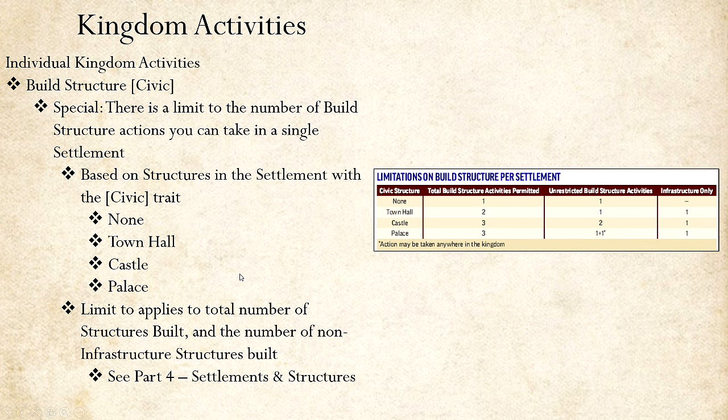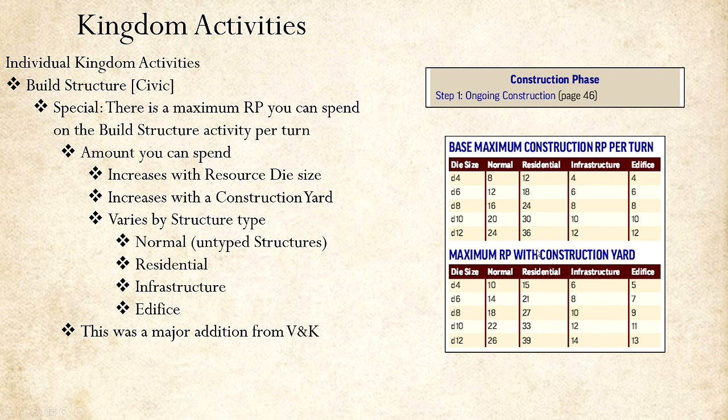This limit applies to the total number of structures built and the number of non-infrastructure structures built. This is confusing because I haven't gone over part 4 yet. But basically, you can build structures, and then some structures will be a thing called infrastructure, which is not a new building, but an improvement on the existing settlement infrastructure. So, for instance, adding sewers. Usually you can build a building, and then you can also build an infrastructure improvement on top of being able to build a building. So this table kind of explains it. It'll make more sense when we get to part 4.